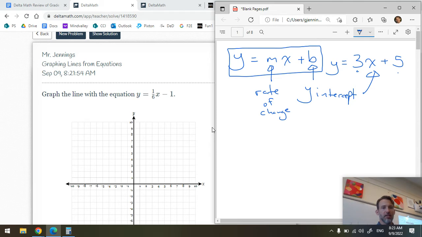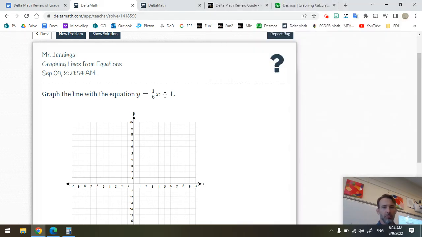So when we're graphing these lines, the first thing that I'll do is take a look at what my y-intercept is here. In this case, it's -1. So I know that this linear equation will cross the y-axis at -1. And then its rate of change is 1/6. That means as x increases by 1, y increases by 1/6.